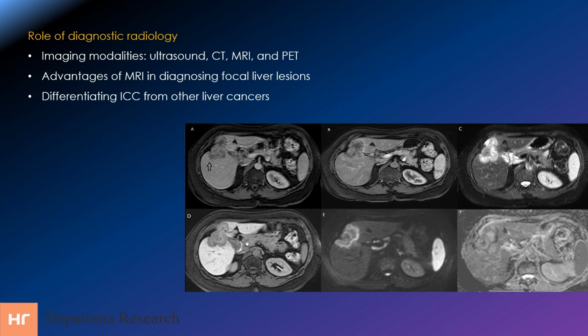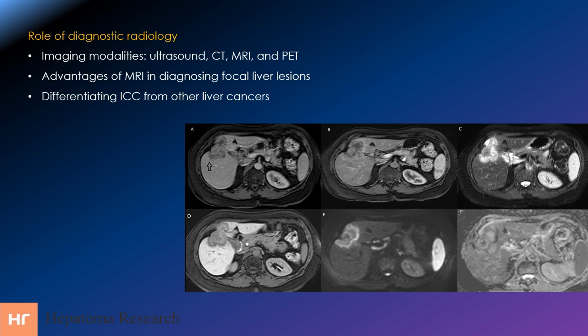Hepatocyte-specific contrast agents like EOB have shown efficacy in identifying and characterizing hepatic lesions by providing a clear contrast between the tumor and liver tissue. The hepatobiliary phase imaging using EOB helps differentiate ICC from other liver lesions, assess tumor size, and identify satellite lesions.